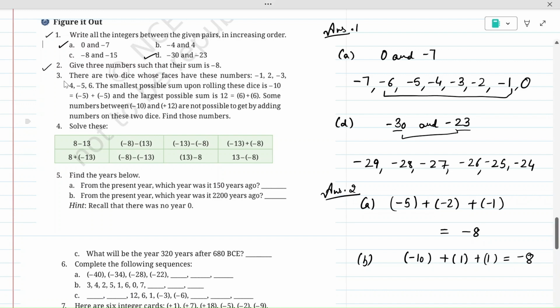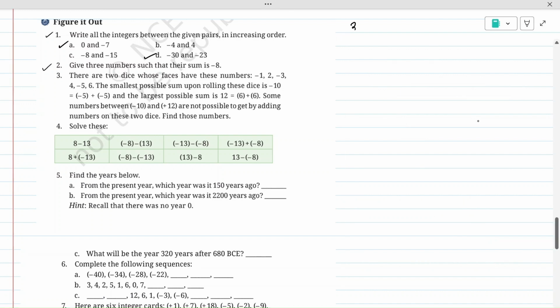Next, let's pick the third question. So here in this question, number 3, what we are given is two dice whose faces have the numbers -1, 2, -3, 4, -5 and 6. So these are the numbers marked on the faces of both the dice. And the smallest possible sum upon rolling these dice is -10. That means if we roll these two dice at the same time once, the maximum possible sum is 12 and the minimum possible sum is -10.